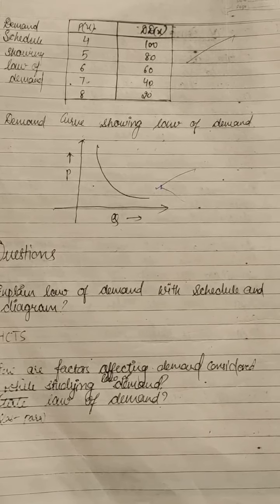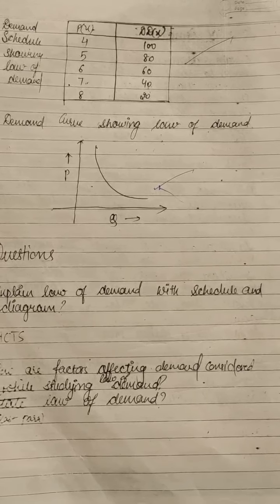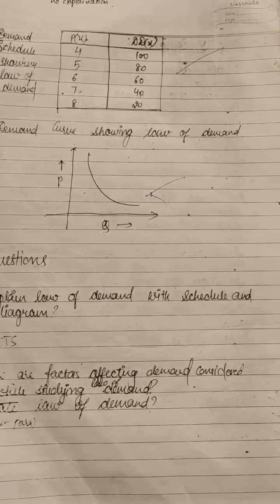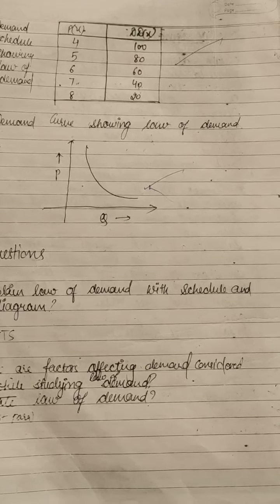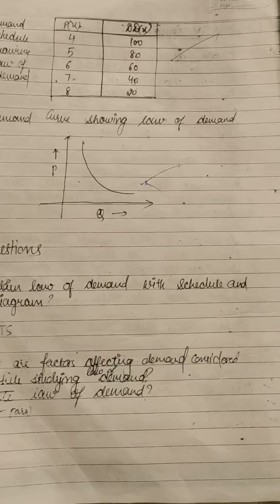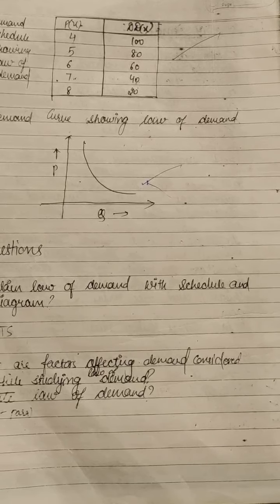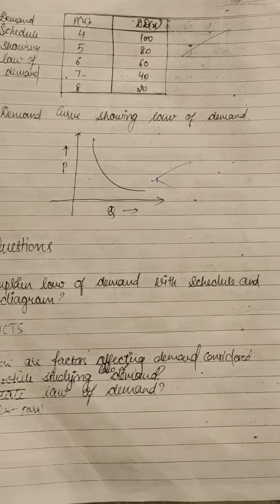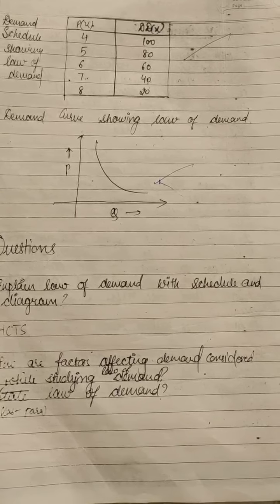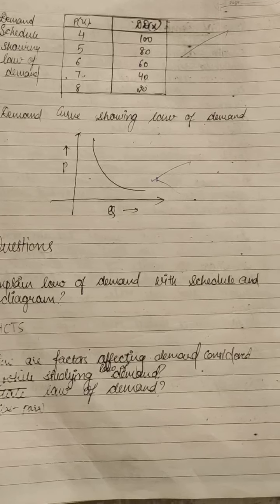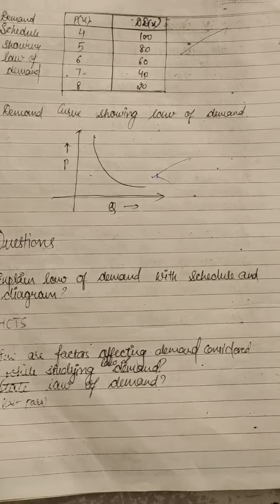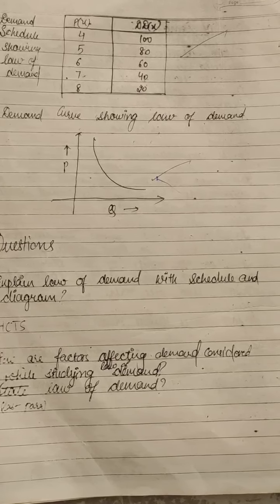Here is demand schedule given showing law of demand. Price of good X in rupees and demand of good X in units. At rupees 4, the demand of the commodity is 100 units. At rupees 5, demand of the commodity is 80 units. At rupees 6, demand of the commodity is 60 units. At rupees 7, demand of the commodity is 40 units. And at rupees 8, demand of the commodity is 20 units.